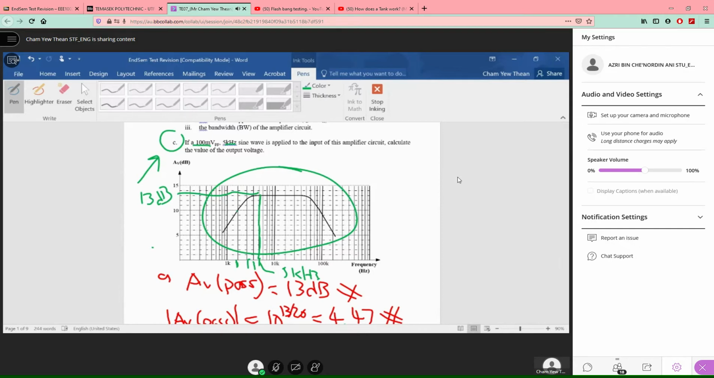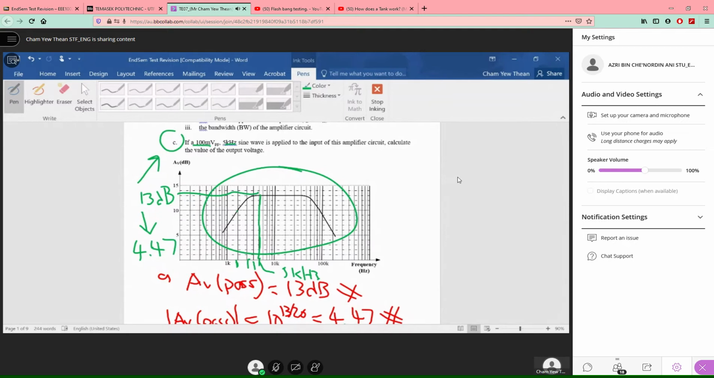You understand? It's 13 dB. Do you understand this point, BJ? Yes. So at 13 dB, what is the absolute gain? Again, you take the inverse log of 13 dB. You get 4.47. So your voltage gain at 5 kilohertz is 4.47 times.